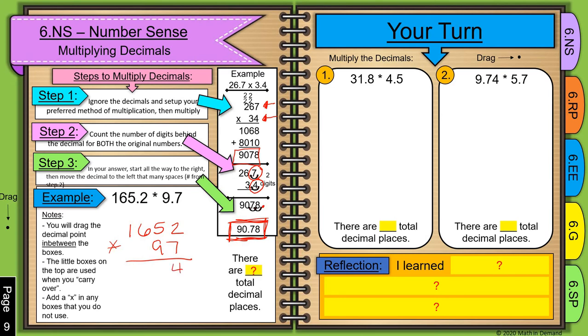7 is 14, carry my 1. 5 times 7 is 35, plus that extra 1 is 36, carry the 3. 6 times 7 is 42. Add 3 more to that, so that's 45, carry the 4. 1 times 7 is 7, plus 4 is 11.